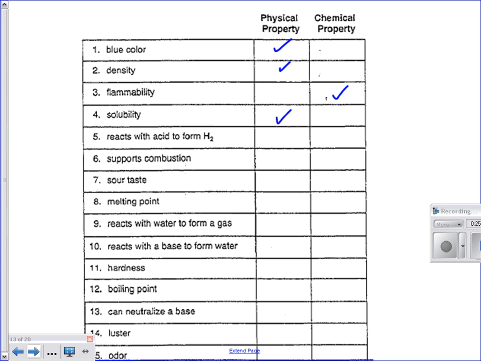So reacts with blah, blah, blah. Chemical, I don't even care what it's reacting with. It says it's reacting with something. So that's going to be a chemical change. Supports combustion. Chemical. Sour. Physical. Melting point. Physical. Reacts with. So you might want to read through and just see what those things are, what types of chemical reactions might take place, but that whole reacts with is the giveaway. Hardness. Boiling point. Can neutralize a base. Chemical. Luster, that's shininess. Physical. And odor. Okay, awesome.